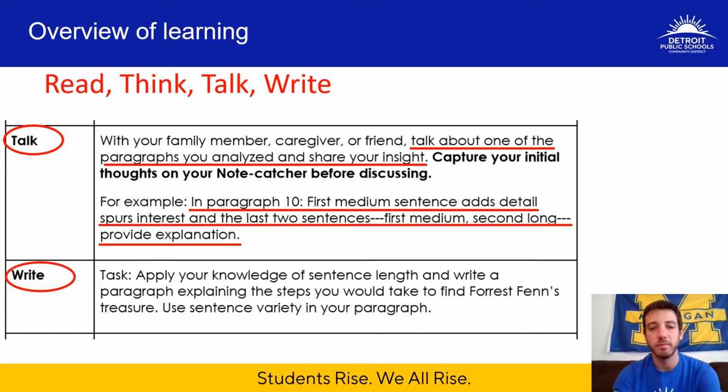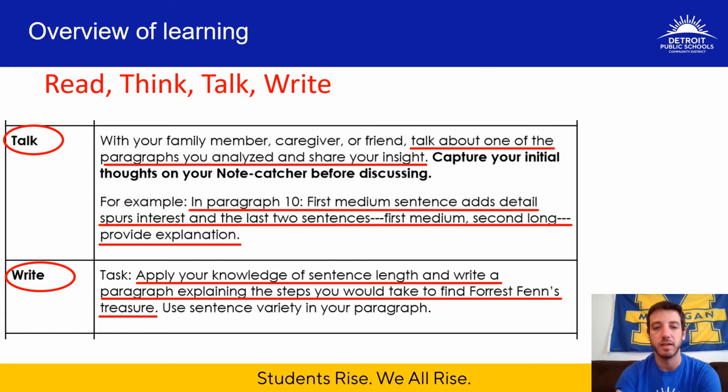For the write section, you're going to apply your knowledge of sentence length and write a paragraph explaining the steps you would take to find Forrest Fenn's treasure. Use sentence variety in your paragraph. So if you were someone who is going to look for Fenn's treasure, write a paragraph talking about the steps you would take to try to find the treasure.